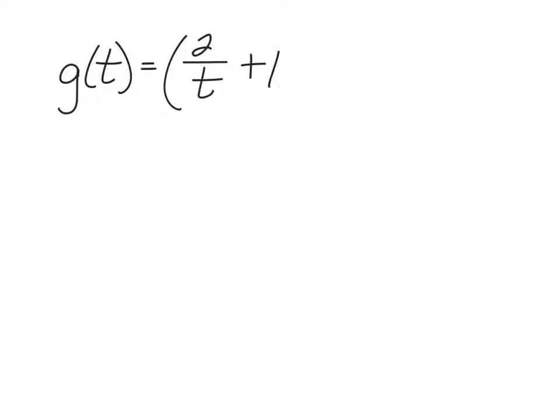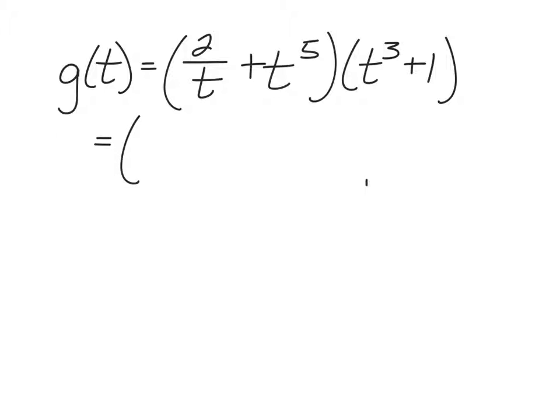Problem 2. Find the derivative of g of t equals 2 over t plus t to the 5th power times the quantity t cubed plus 1. First of all, we're going to rewrite this like this.